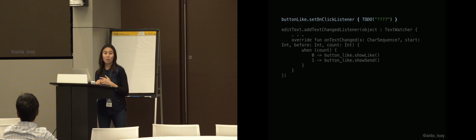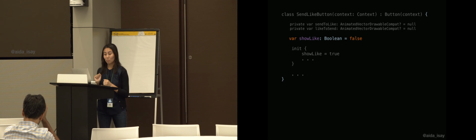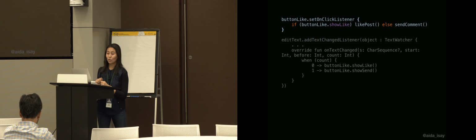But the question arises: upon clicking on the button, what to do if like post and send comment are different endpoints? You need to incorporate some kind of logic to be able to call different endpoints. The simplest solution is to expose the variable from your custom view and make it open. Then in your calling class, in your on-click listener, you would do something like that. If button is show like, then we're gonna like post, otherwise we're gonna send comment.